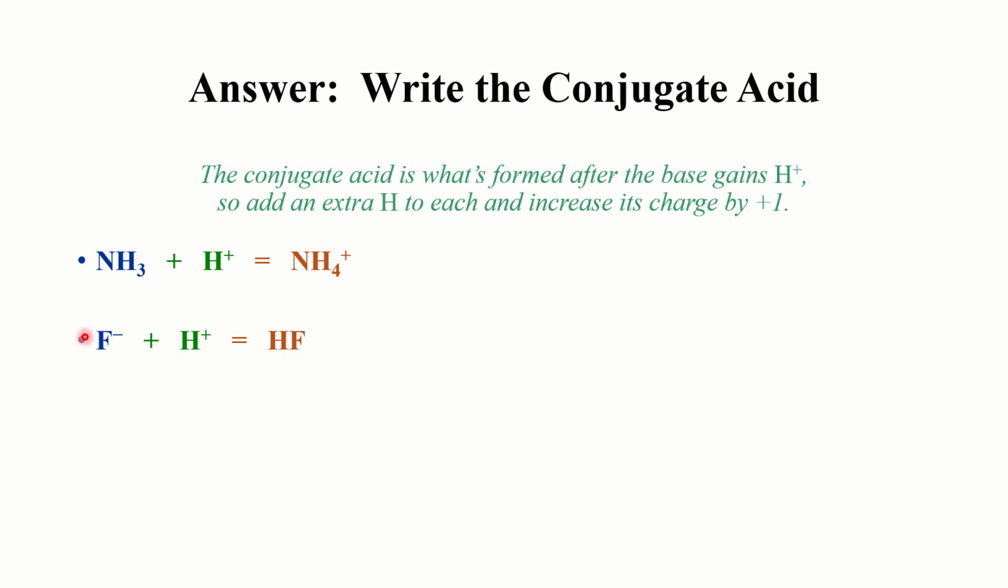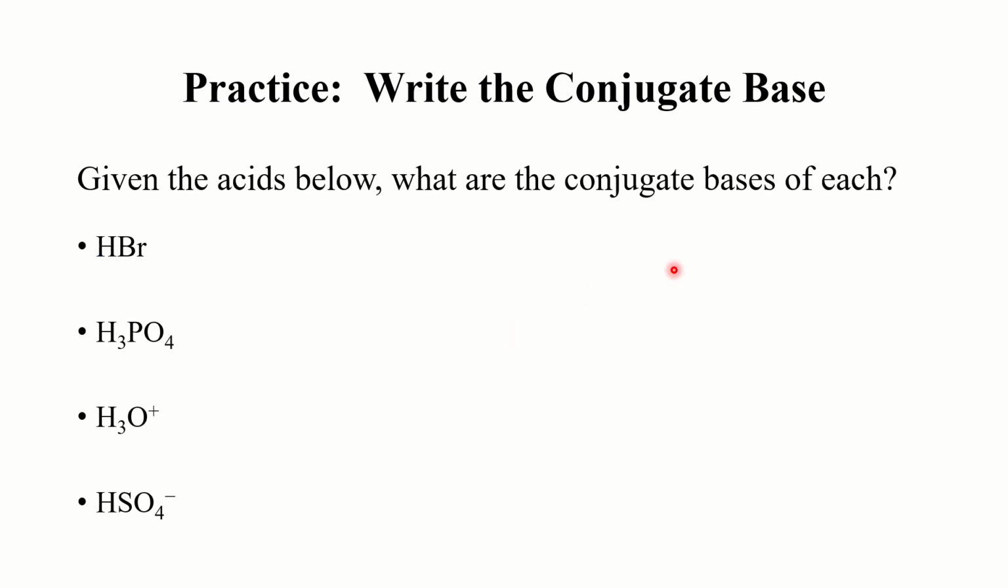If we have a base F-, the conjugate acid would be HF. If we have the base H2O, the conjugate acid would be H3O+. And if we have the base CO3 2-, the conjugate acid would be HCO3-. Another problem for you to try. Please pause the video, and given the acids below, what are the conjugate bases of each?